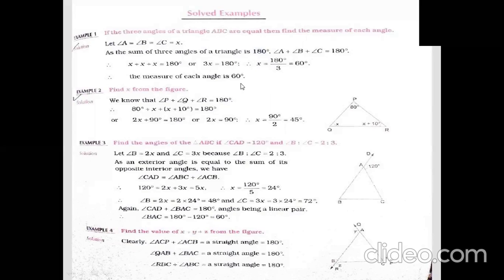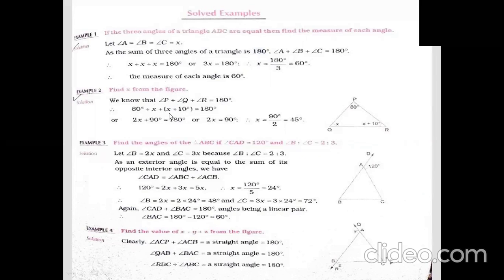So the measure of each angle is equal to 60 degrees. In example number 2, you can see in the figure all three angles of the triangle are given, but they are in terms of x. We have to find out the value of x from the given figure. We know that angle P plus angle Q plus angle R is equal to 180 degrees by the angle sum property. So put the values of angles P, Q and R in the given equation and make it equal to 180. That is 80 degrees plus x plus x plus 10 is equal to 180.